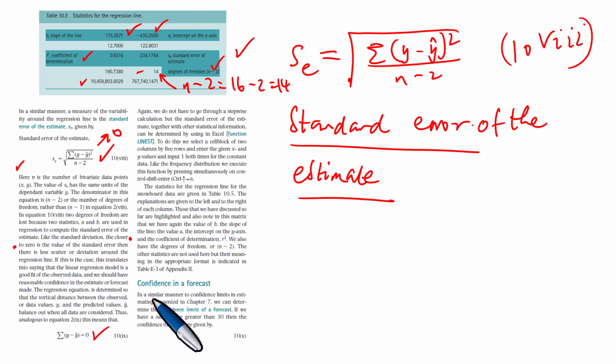Let's first discuss the idea of the confidence in a forecast. How do we determine confidence in a forecast? If we can forecast many years ahead, how can we determine the confidence in a forecast? In a similar manner to confidence limits in estimating presented in chapter 7, we can determine the confidence limits of a forecast. We shall discuss the idea of what we call the confidence limits.